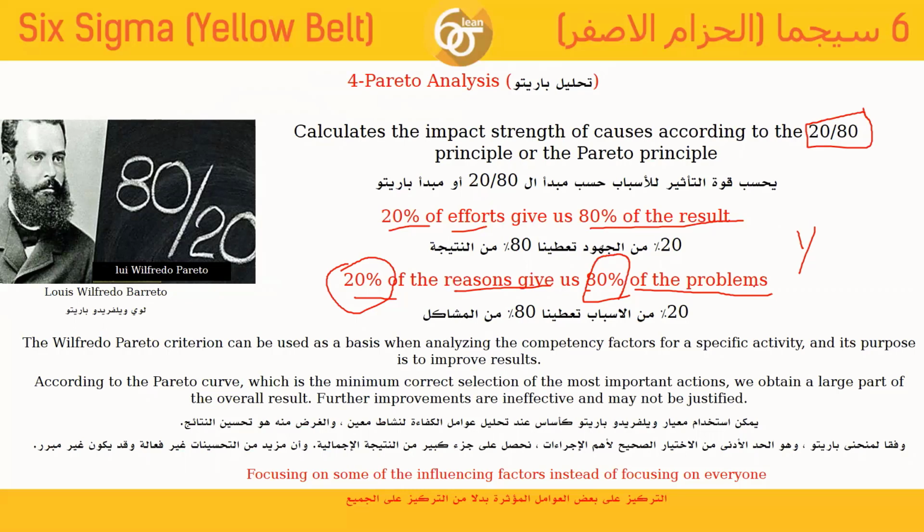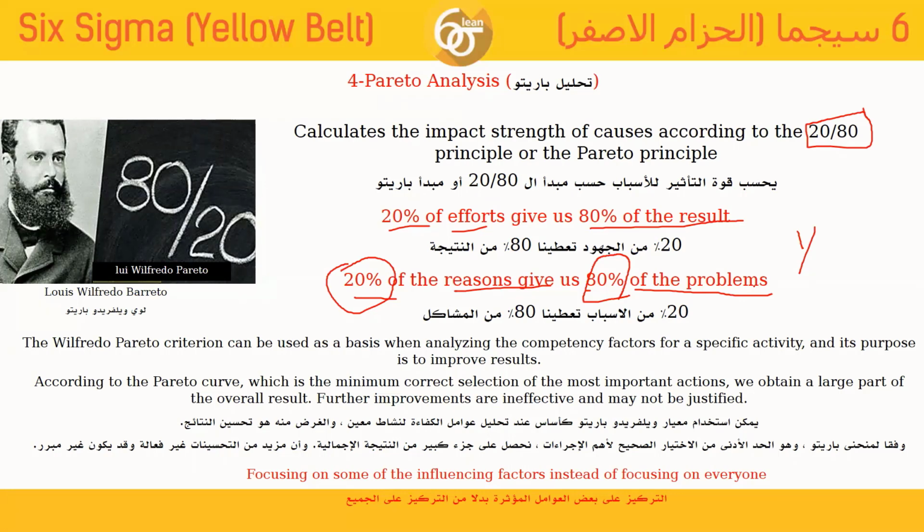You have many root causes. So you will analyze these root causes by using Pareto analysis. Pareto analysis will tell you that 20% of the root causes will give you 80% of the problem. So when you address and fix that 20% of the root causes, immediately your Y will be solved and fixed, and then you will solve your problem. So this is according to Pareto analysis.